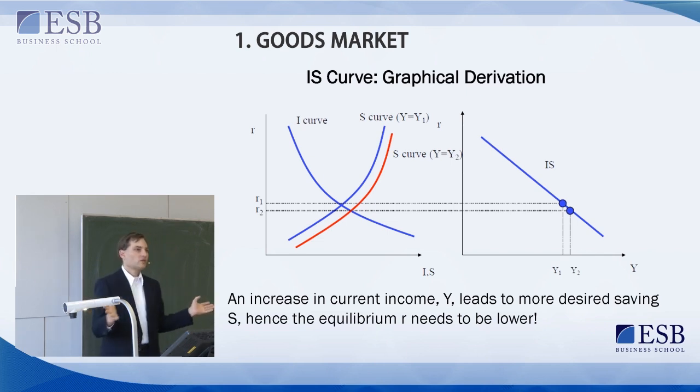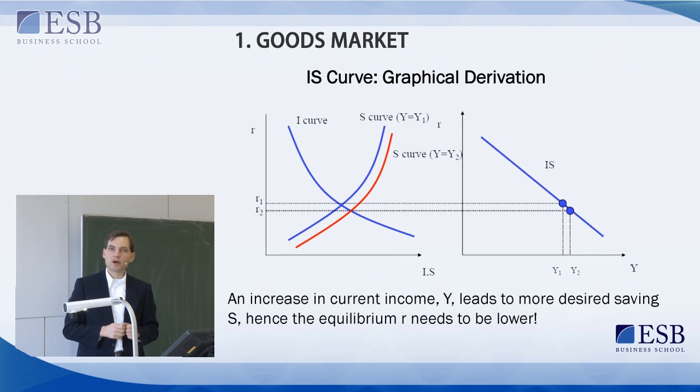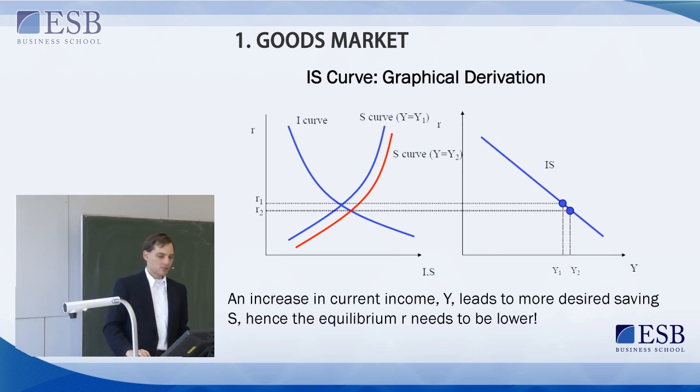One point is not enough to see a relationship, whether a curve is upward sloping, downward sloping, horizontal, vertical, or whatsoever. So we need a second point. Let me construct this second point. The blue constellation is the same as before, but now suppose there is a new income level, Y2. If there's a higher income, I save more. Therefore, in the goods market, my saving curve shifts to the right. This leads to a new equilibrium point in my goods market.